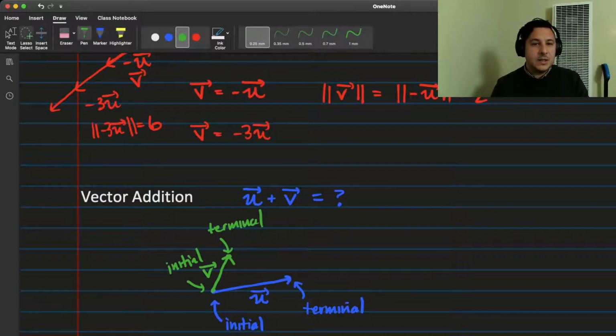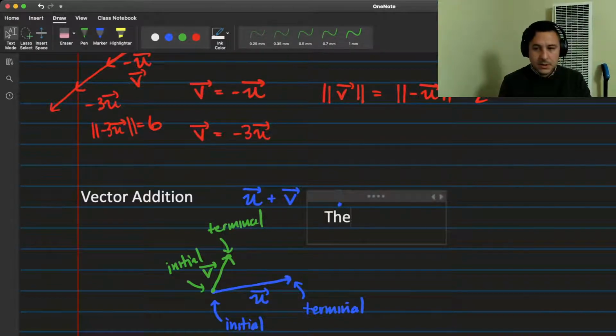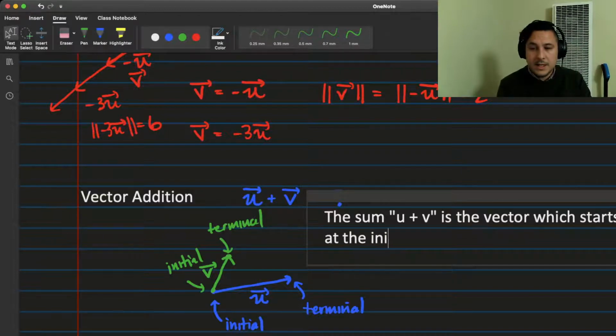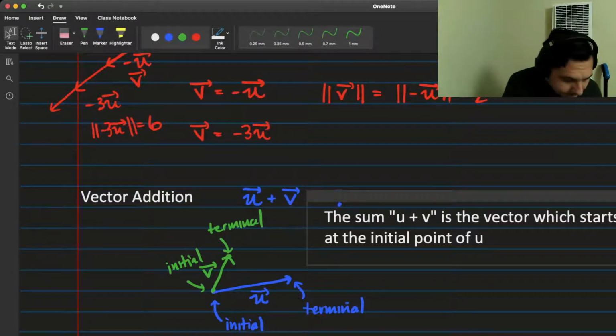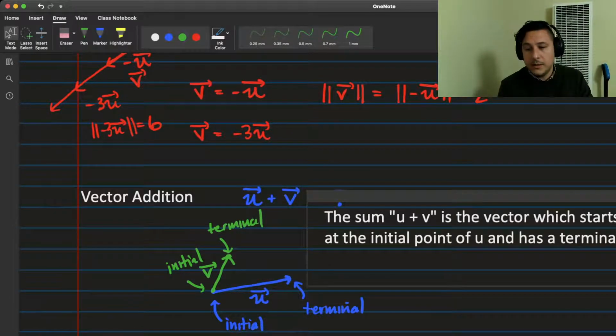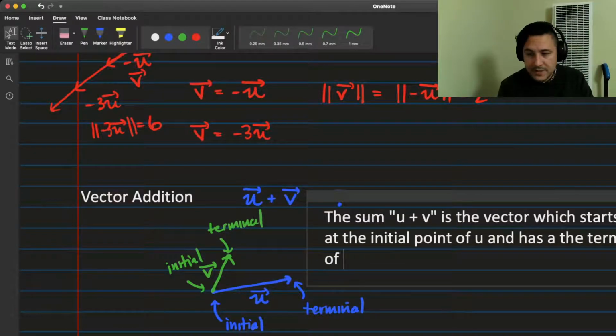So the vector u plus v, the sum, in other words, the sum, which is the vector u plus vector v, is the vector which starts at the initial point of u and has the terminal point of v. I don't know why I keep on saying w.